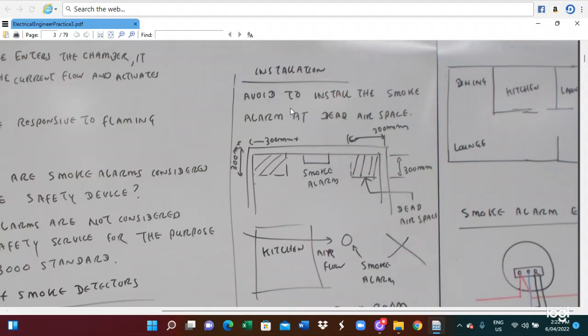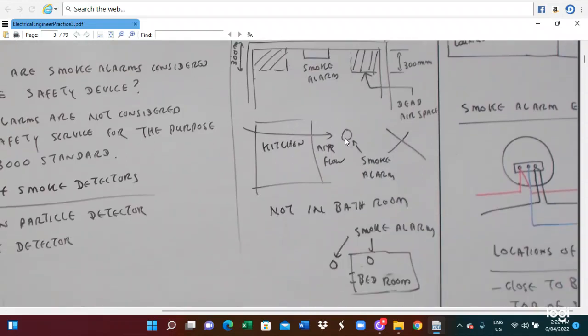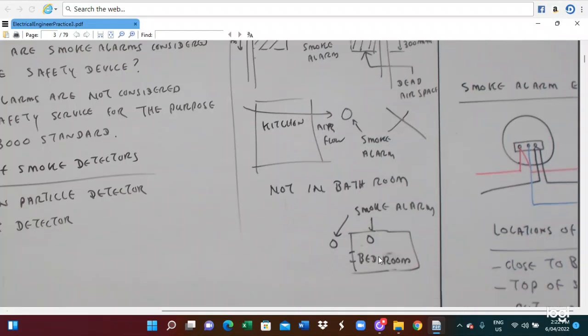We have to avoid installing the smoke alarm in the dead air zone. This is the dead end, about 300 mm from the corner. This is the dead zone, so we can install the smoke alarm elsewhere. Also, we cannot install it in the air flow coming from the kitchen, because the smoke alarm would sense the smoke from the kitchen. And also it cannot be installed in the bathroom.